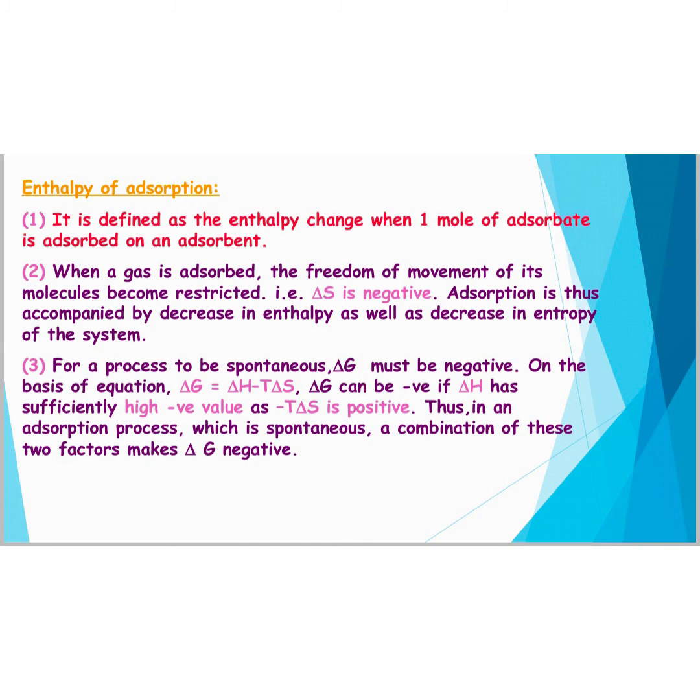For a process to be spontaneous, delta G must be negative. So, on the basis of the equation delta G is equal to delta H minus T delta S, delta G can be negative if delta H has a sufficiently high negative value, as minus T delta S is positive. Thus, in an adsorption process which is spontaneous, a combination of these two factors makes delta G negative.